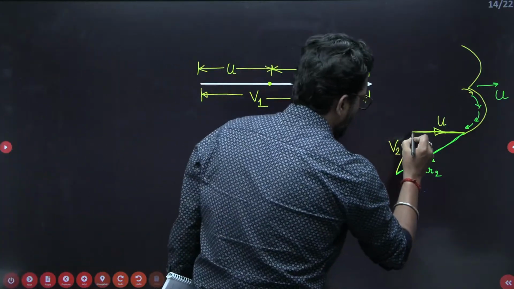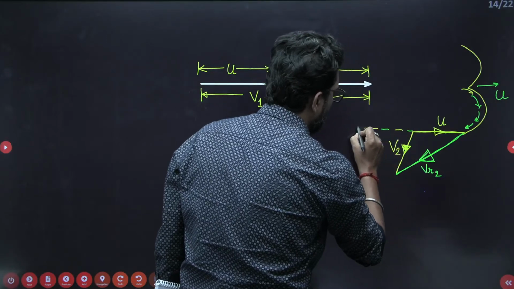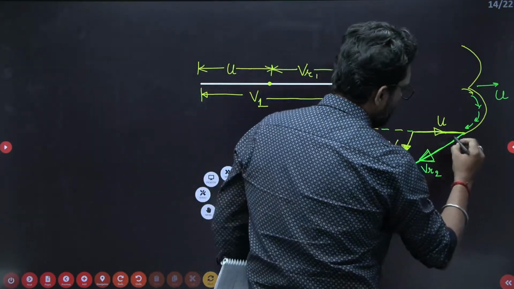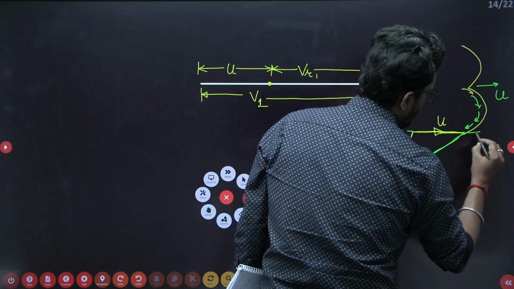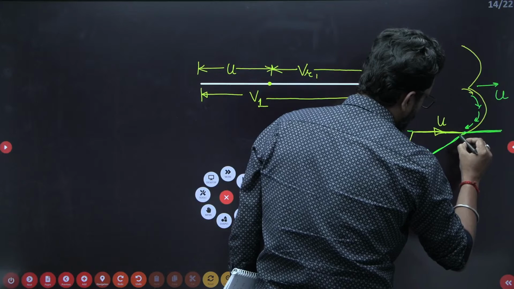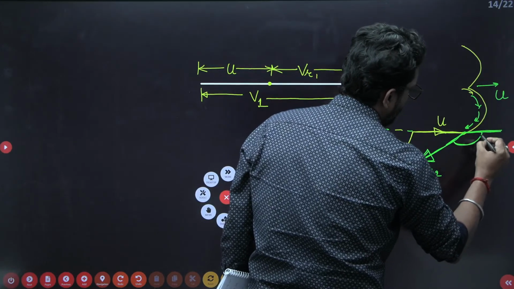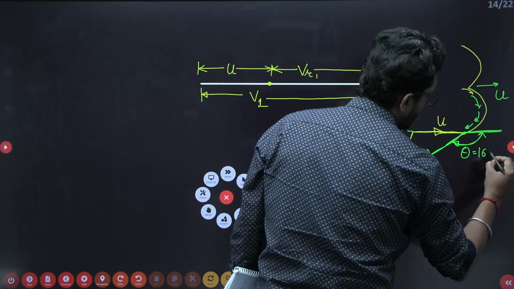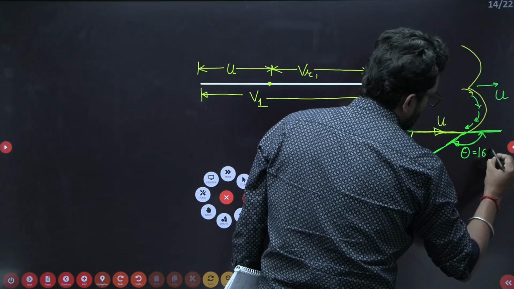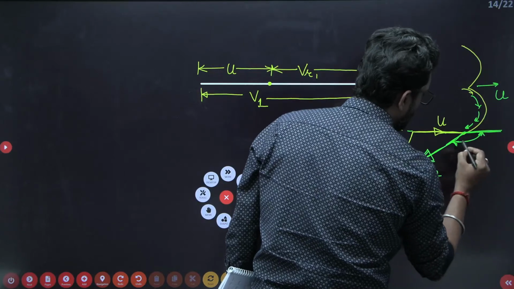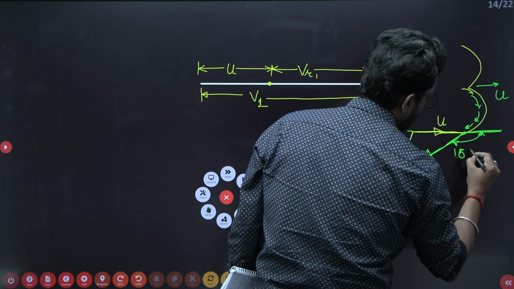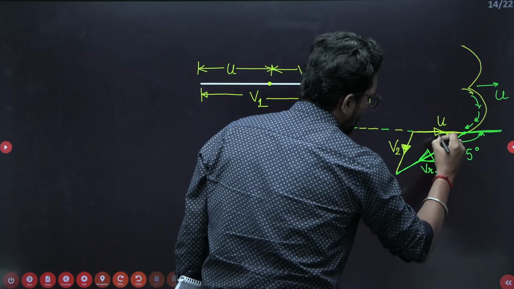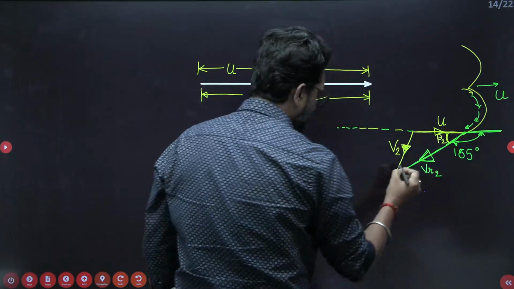Now, my dear, this V2 has a component. This is your V2. It moves like that, but it is not due to the blade, it will deflect. So this angle is called the deflection angle, theta, and this is given as 165 degrees. This is called the outlet blade angle, beta 2.